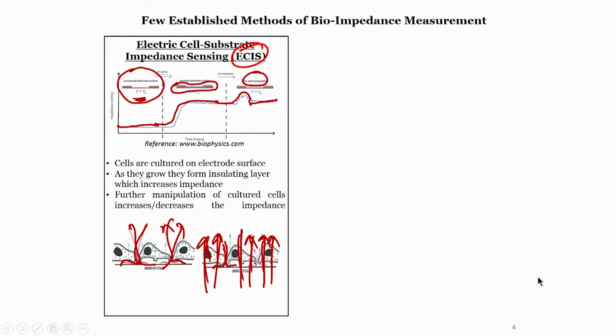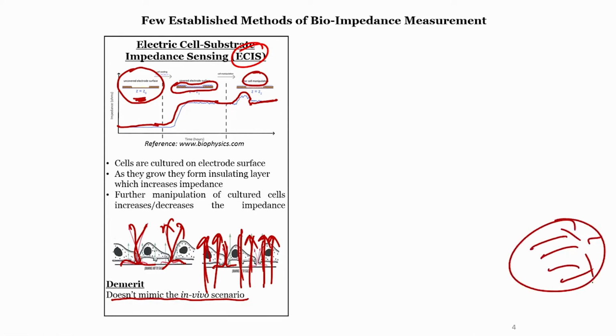It is available in the market, and many labs use this for different applications. Seeing confluence is one application that I talked about, there are a lot of other applications. Now what is the demerit with such a system? As we have seen, it is a 2-dimensional culture of cells, but in the actual scenario the tissue is 3-dimensional. So we are not actually measuring that, and that is why it does not mimic the in vivo scenario.